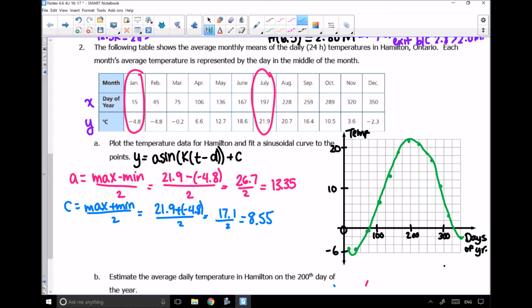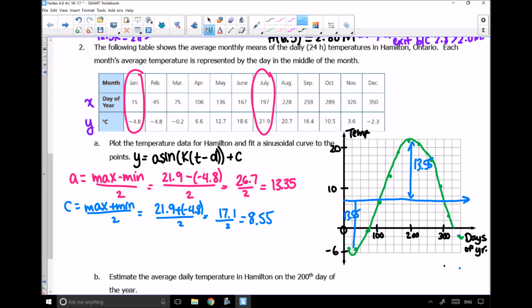Let's verify that this makes sense. So 8.55 right here is my axis value, this makes sense. This is right in the middle. And then if I add 13.35 to it, I do end up getting the 21.9. And if I subtract 13.35 from it, I end up getting the negative 4.8 that I'm looking for. Okay, great.